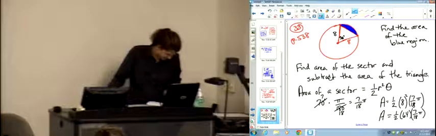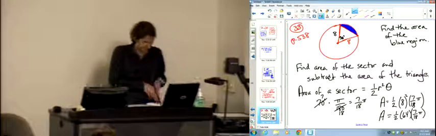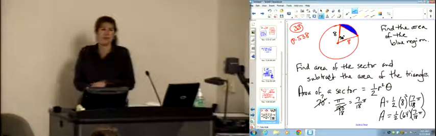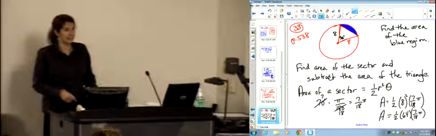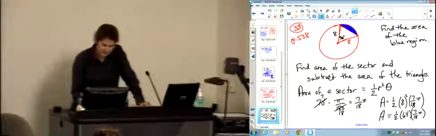They actually told you in the textbook. Sometimes they're giving you little hints, and they say here, hint, subtract the area of the triangle from the area of the sector to obtain the area of the segment. I want to make you think about that a little bit. All right, so what are we going to get there?